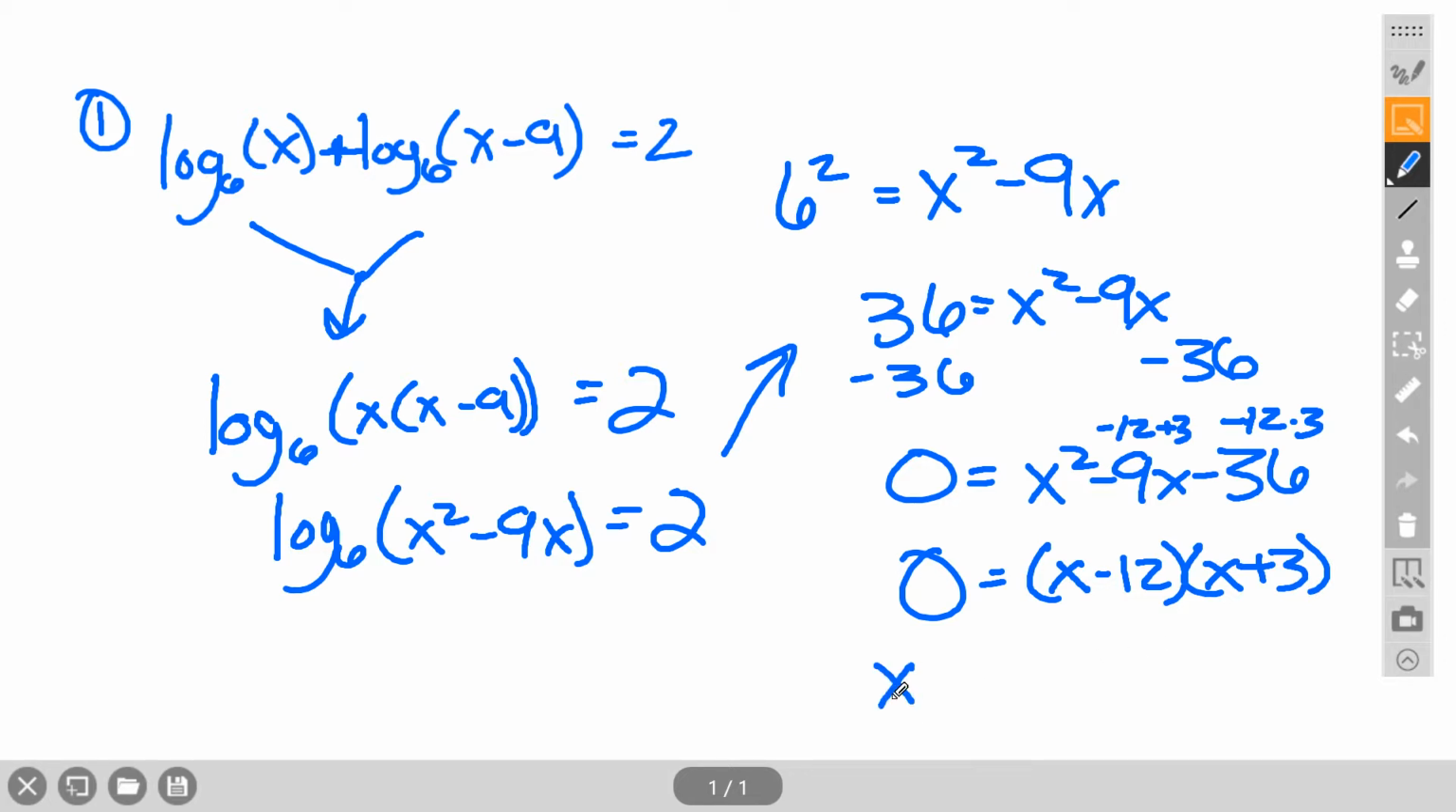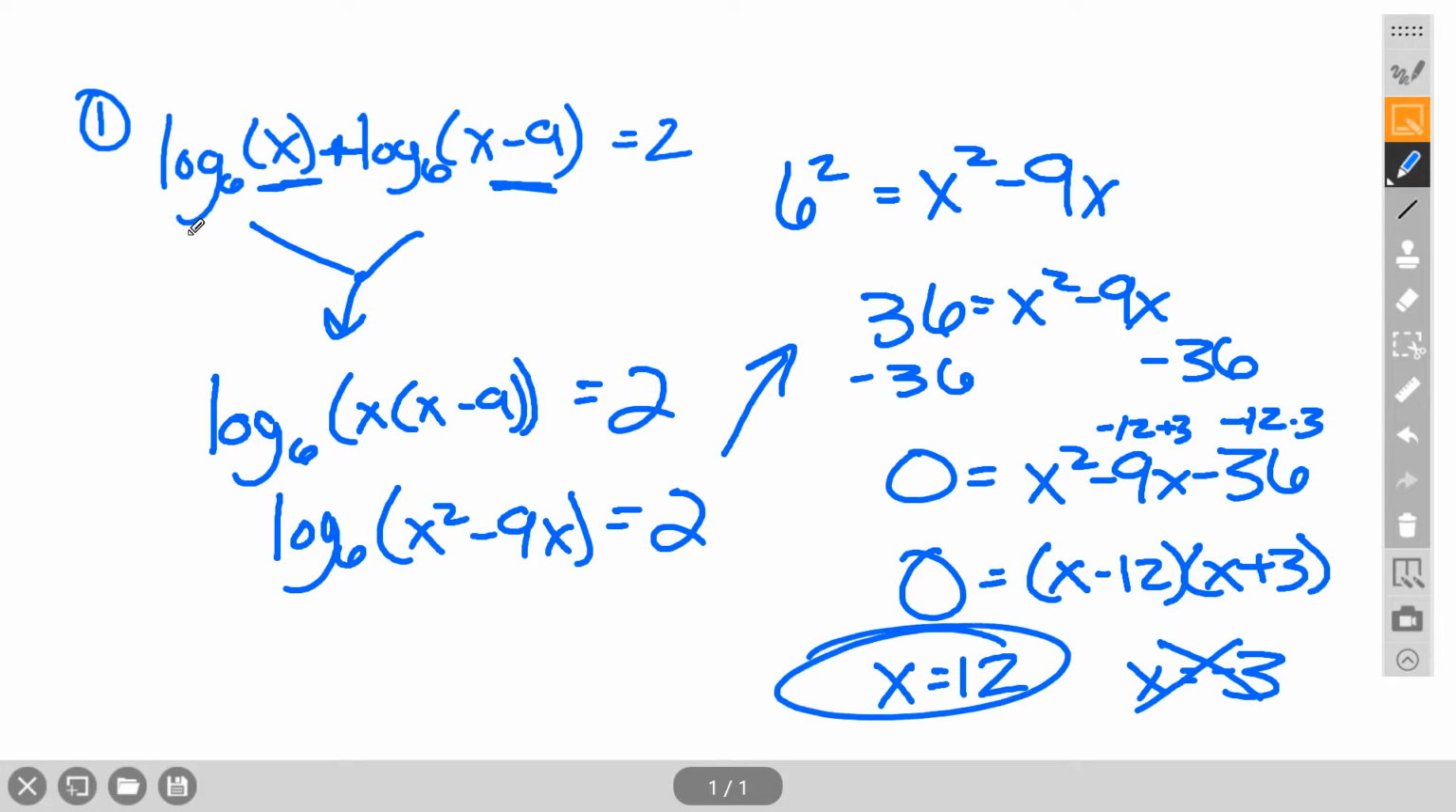So we can see that we have two possible solutions. We have 12 and we have negative 3. One of these is going to work and one of them is not going to work. The one that gives a negative inside the log is not going to work. So negative 3 is not going to work. 12 is our solution to number 1.